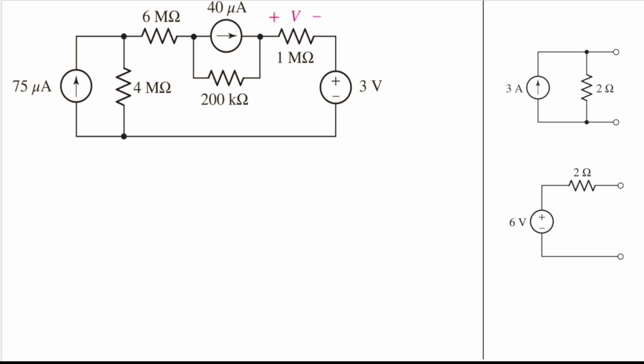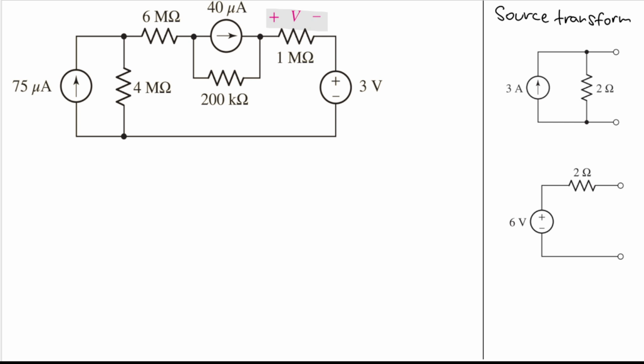Hello, in this video, I will explain how to find this V here, the voltage across this 1 mega ohm resistor using source transformation. So let's take a note here on how source transformation works.